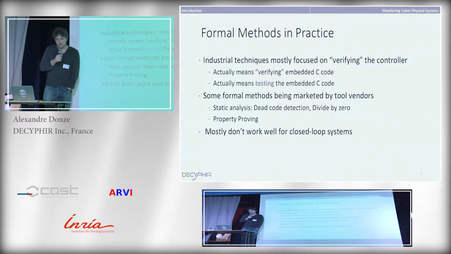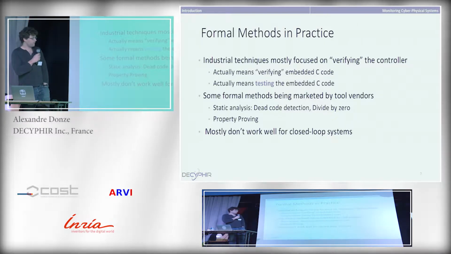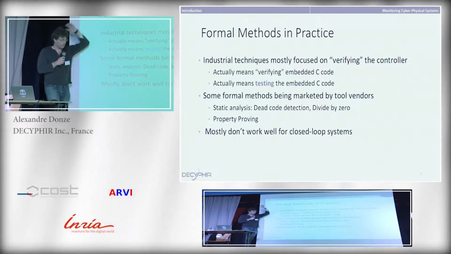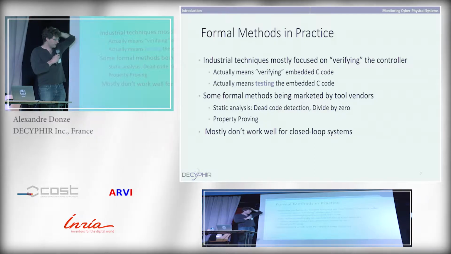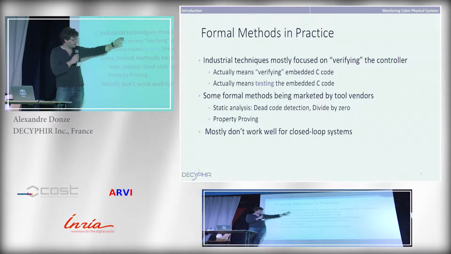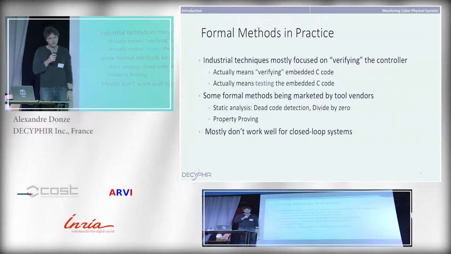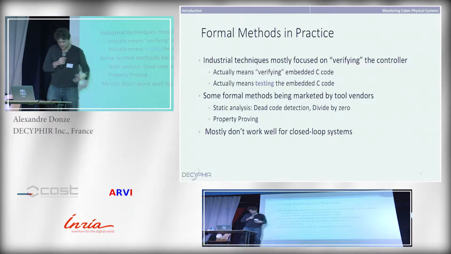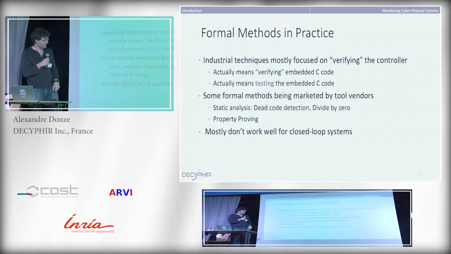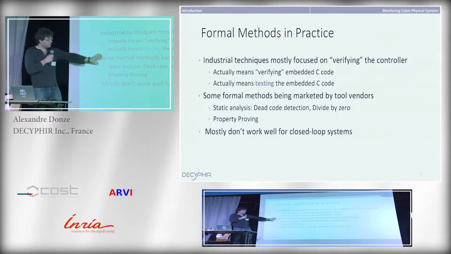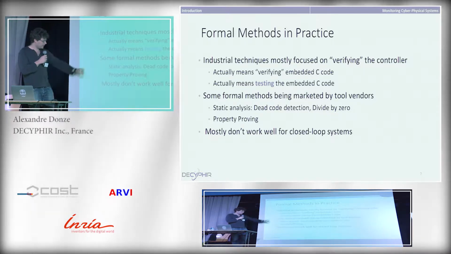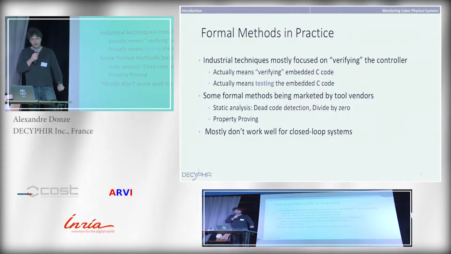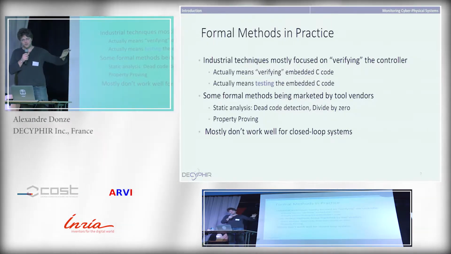Now, if you want to use formal methods to design those things reliably, in practice what we see is that most industrial techniques are focused on the code. They want to verify the controller, which means verifying the embedded C code or whatever other type of code you have embedded there, and really this means testing this code. In the course of this school, it can mean just monitoring the code. You have some formal methods that are marketed out there that apply to this code. They do some static analysis, you can do some property proving, but mostly they don't scale to the closed loop system. What I mean by closed loop system is really the software and this environment.